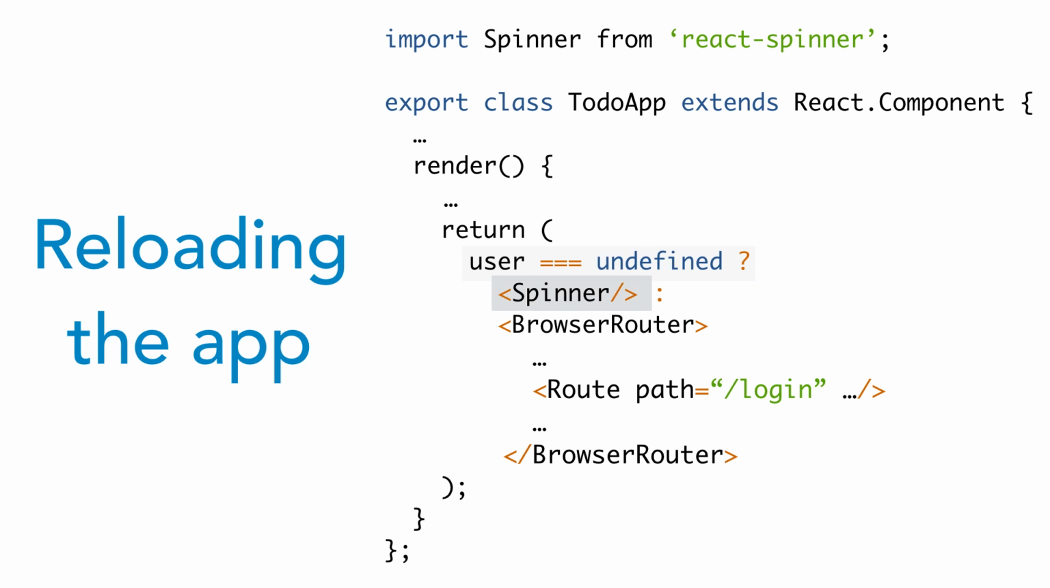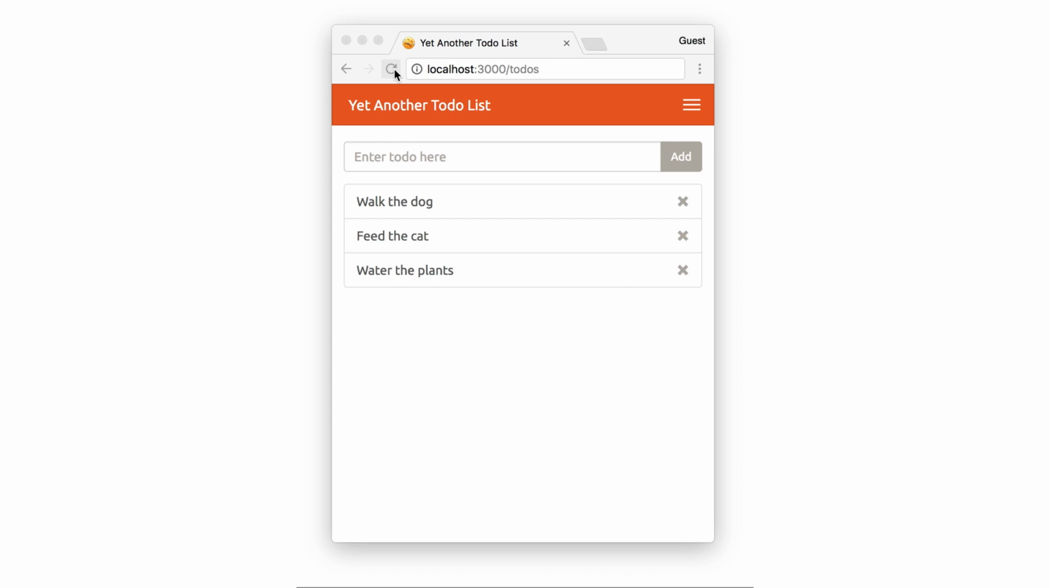So if the user is defined, we're just going to display a spinner in place. If not, we're going to start rendering our routes. But we don't really have to bother about rendering any of them until we've at least got an idea as to whether the user is logged in or not. So we can just demo this in action.